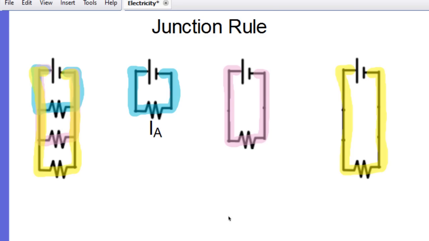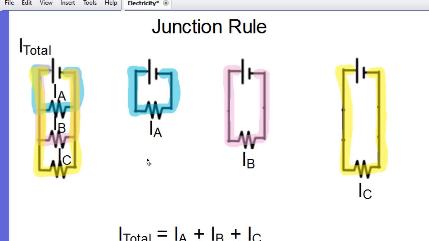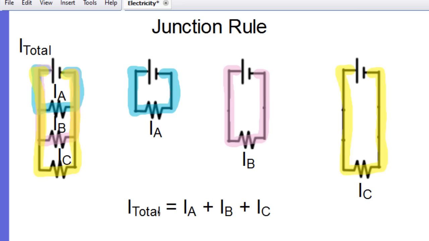Let's call this current A. Let's call this current B. And let's call this current C. Where this crazy stuff right here is the total current. Wait a second, that's current A. And, oh, that's current B. And, wait a second, that's current C. In a parallel circuit, the total current can be found by adding up the current in each individual resistor. They add up to give you the total current.